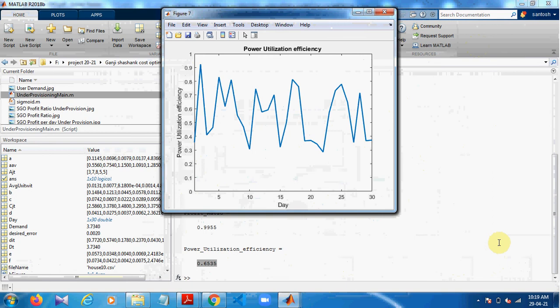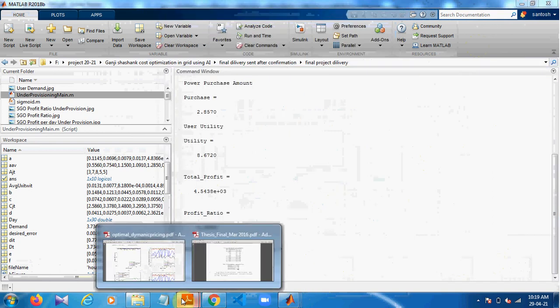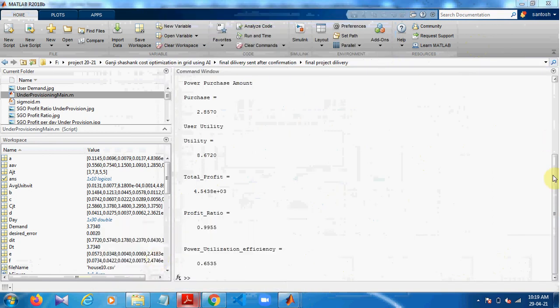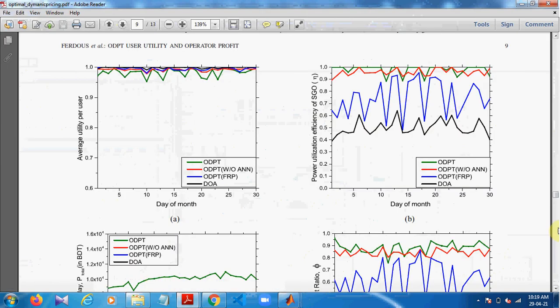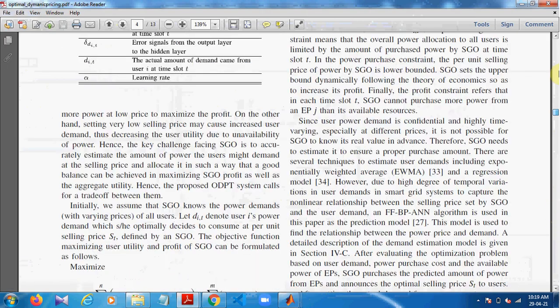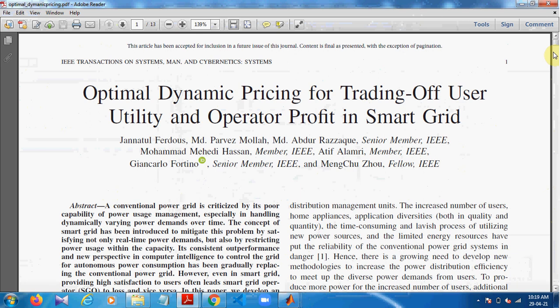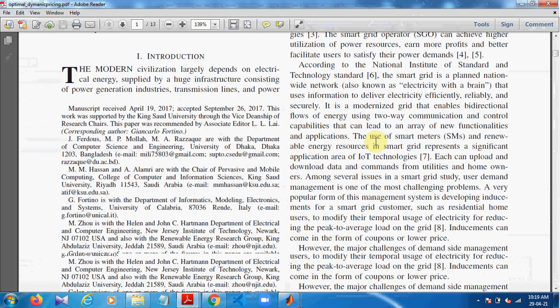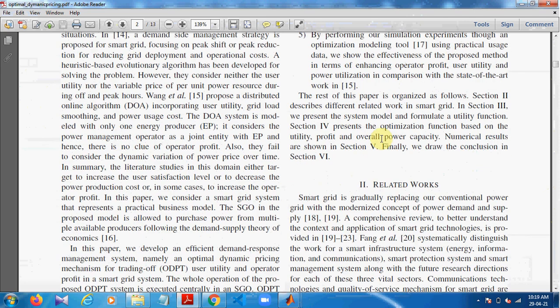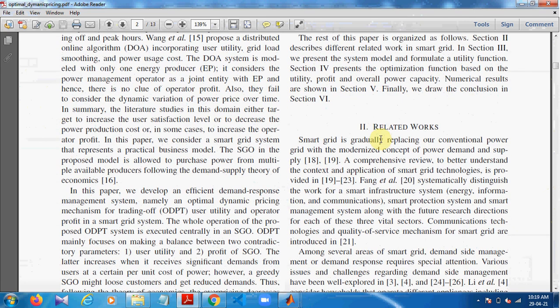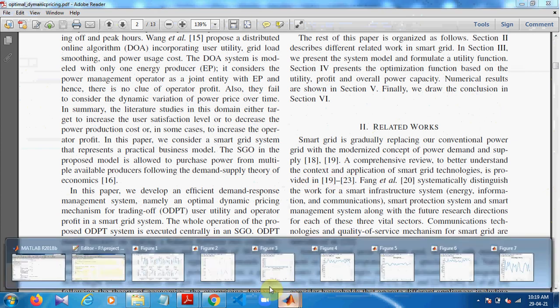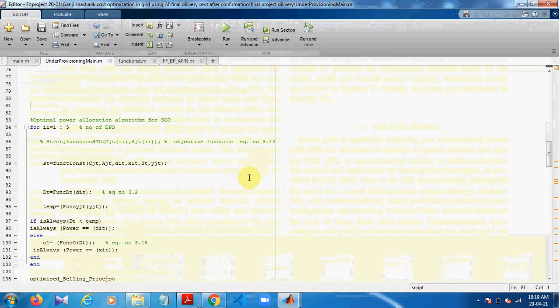So this is how we have proven the project titled optimal pricing for the user, for the grid, to increase the operator profit in smart grid. This is how we have implemented this project. We utilized MATLAB as the front end. For the back end, we have taken the data set in CSV format, and the code is executed in product view. And whatever results are obtained are shown and explained like this.